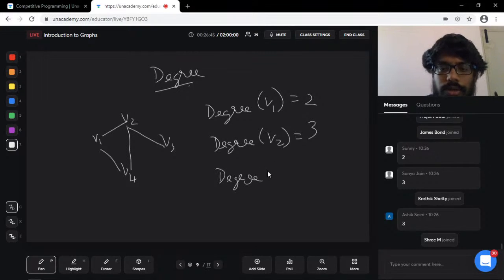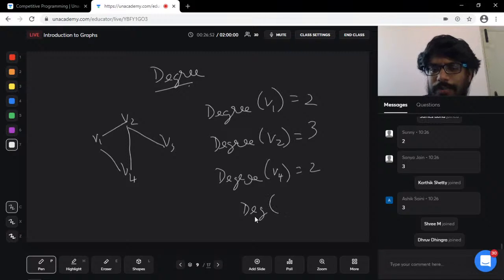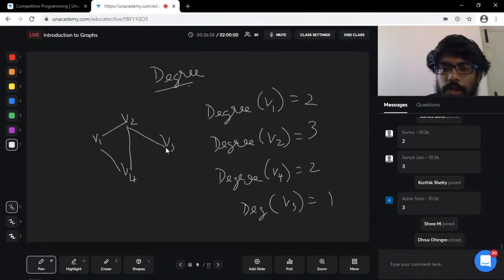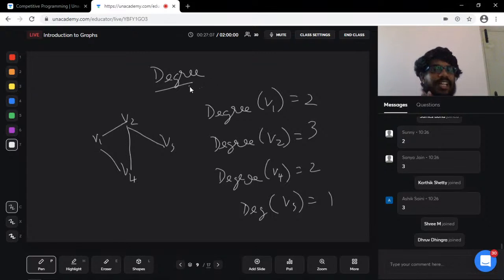Degree of V4 is 2, and degree can sometimes be shortened to DEG. Degree of V3 is just 1, right? Because there's only one edge connected to V3. So degree of V3 is 1. Okay. So this is the concept of degree when it comes to undirected graphs.